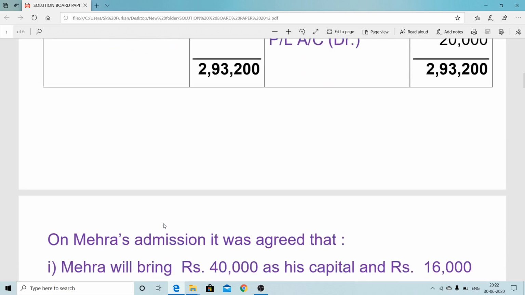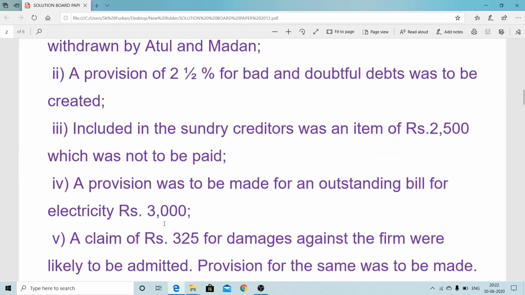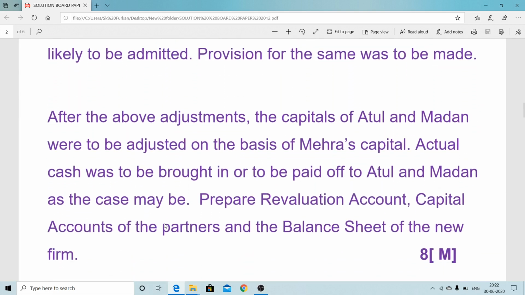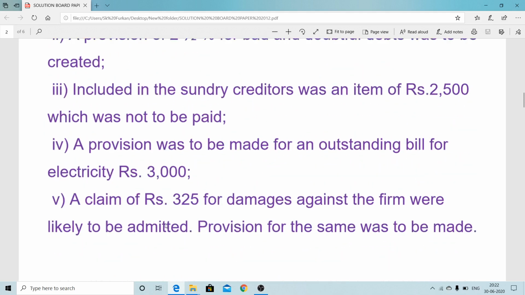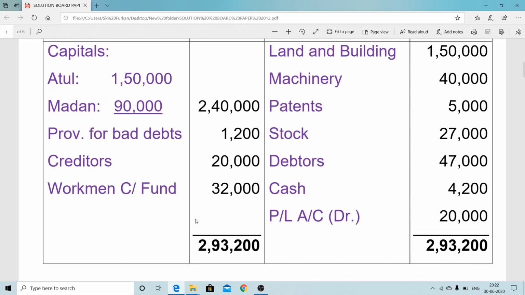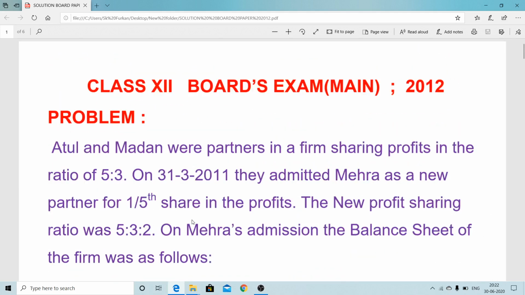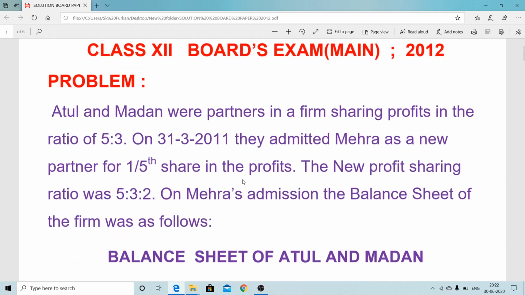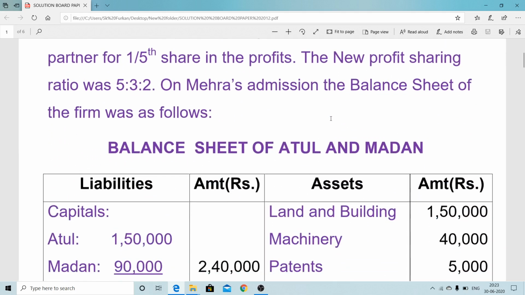This is the solution for the 2012 board paper, that is the main board examination. I think it will be clear to every learner. And in the next subsequent class we will consider one more year's question, that is 2013, and we'll see which type of question came. Okay, today that's all. Thank you very much.